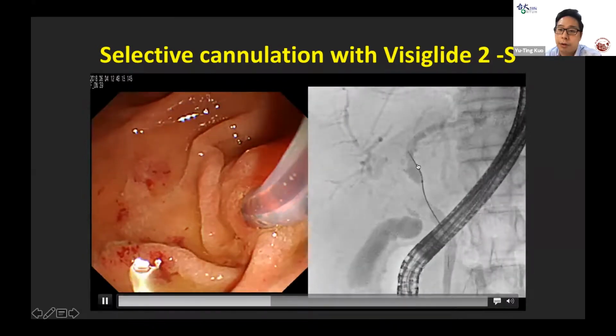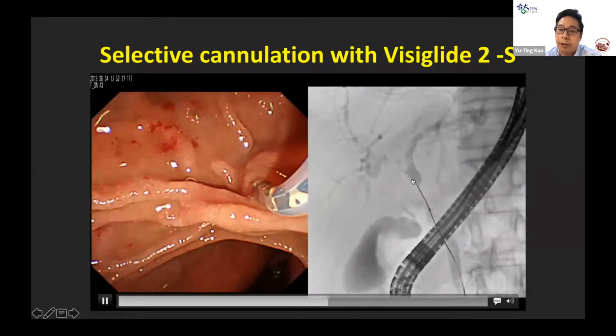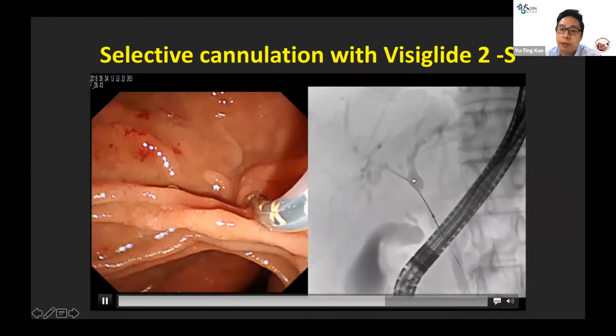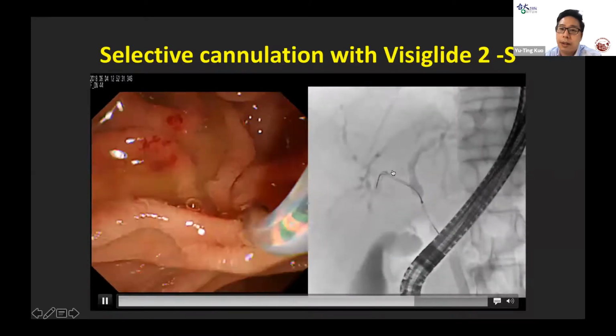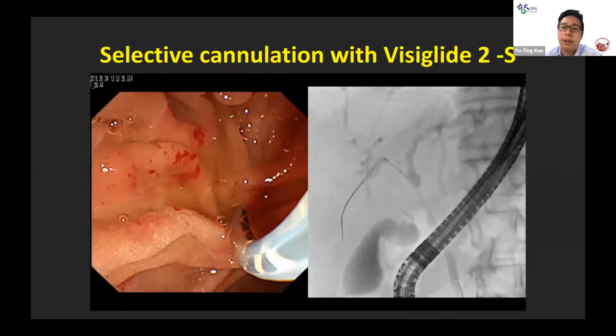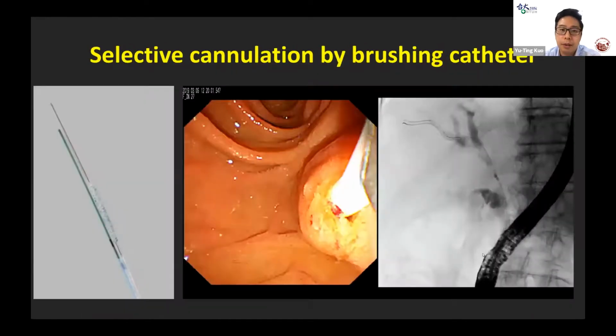And then sometimes a straight type guide wire can also be used, just like this case. I will use a straight type angle, a straight type guide wire, and you change the catheter's direction. Sometimes you use the straight type guide wire and can also achieve it. So I think this selective cannulation will be case by case. And I will show another case.